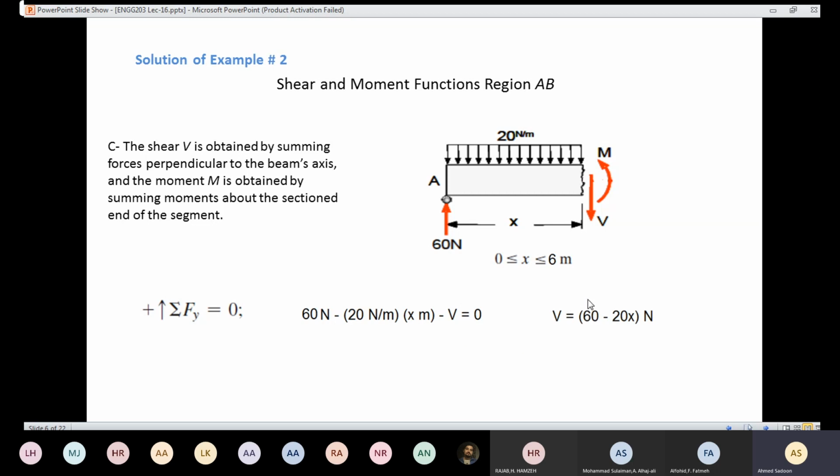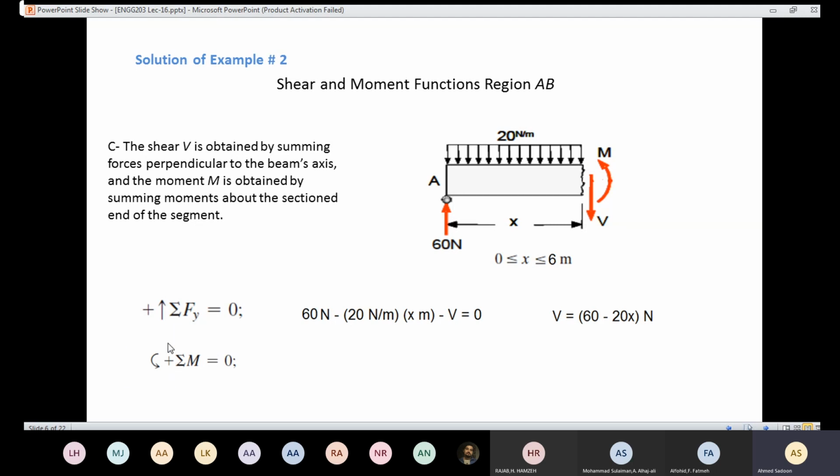Then V came out to be 60 minus 20x, which means that the value of the shear depends on the distance x. If I know the distance x, then I can determine the value of the shear force. Then, in order to find the expression for the moment, I'm going to take the moment at the end of the section, which is here.